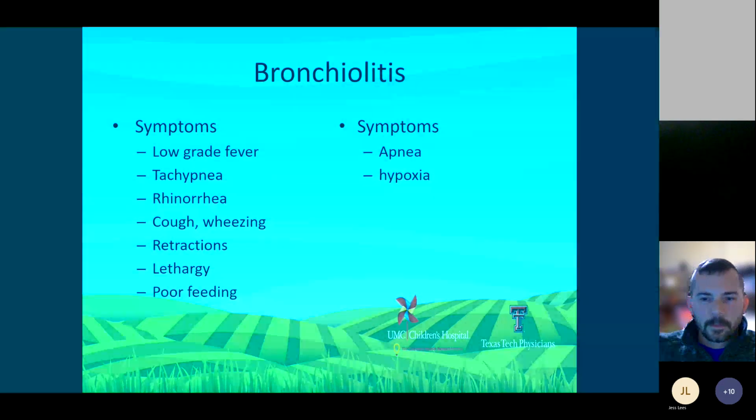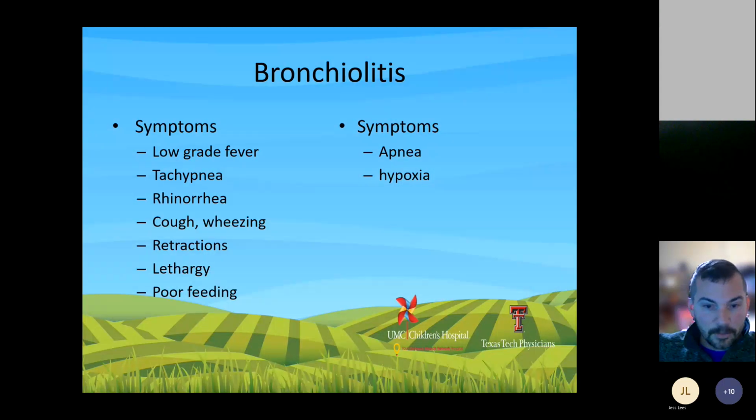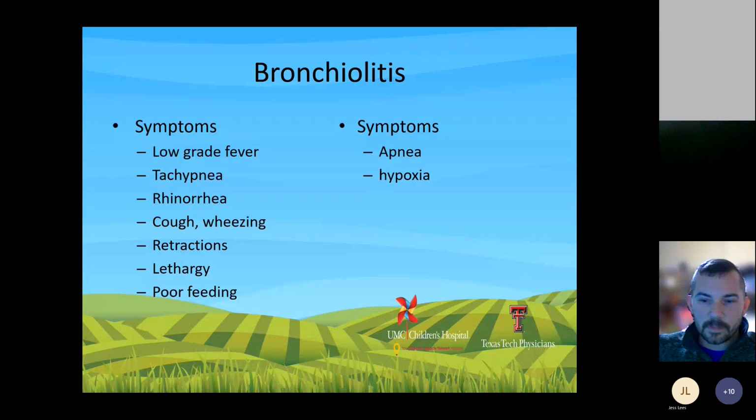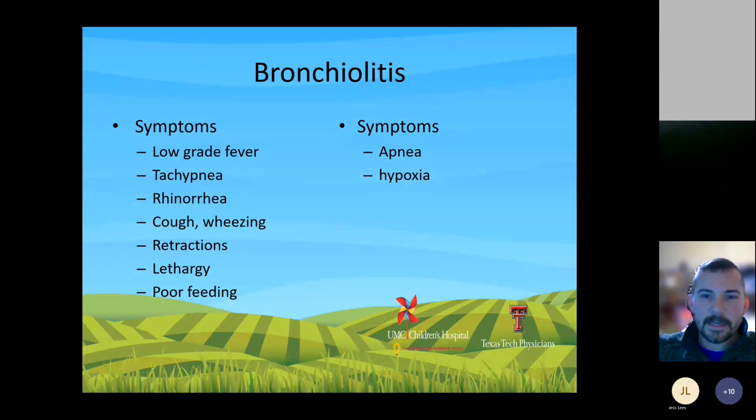Some of the symptoms associated with bronchiolitis: low-grade fever, fast breathing, and a runny nose can occur. You don't typically see it in younger infants, but you can see it occasionally. Cough is pretty significant at times. Wheezing can occur, and we'll talk about that briefly in a bit. Retractions, the areas that we spoke about, are very vital and important. Expose the child, and especially keep them from crying if you can, so you can see what your baseline retractions look like.